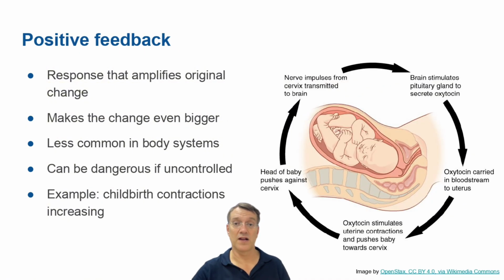Positive feedback is a response that amplifies or makes the original change even bigger. It's less common in body systems, and it can be dangerous if it's not controlled. The classic example is childbirth contractions that are increasing in strength until the baby's born. Notice how each contraction stimulus leads to more hormone release, and that causes a stronger contraction in a building cycle.